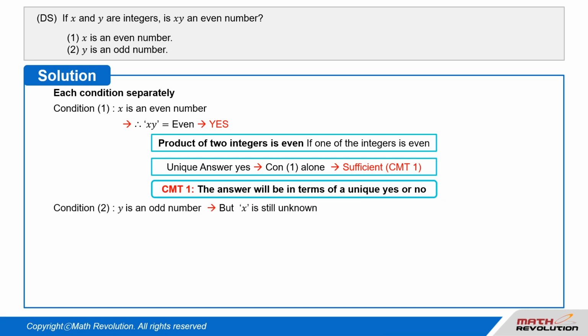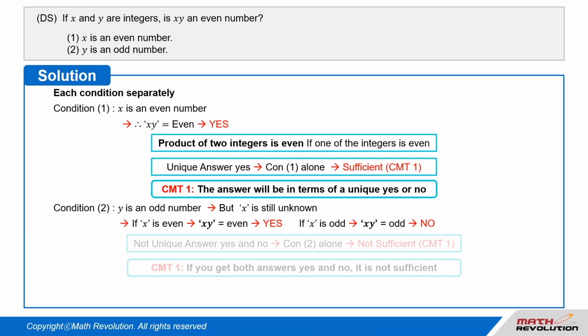Condition 2 tells us that y is odd. Now, we do not know anything about x. If x is even, x times y is even, so we get yes. However, if x is odd, x times y is odd, so we get no.